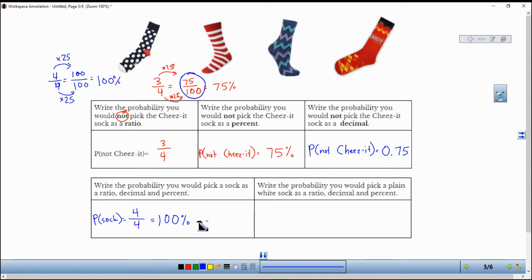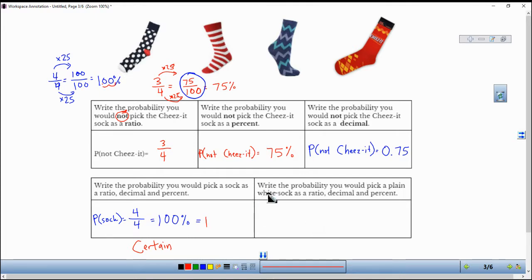Okay. Now, as a decimal, this one's a little unique because we would have to move the decimal point 2 times to the left, just like we did the previous one. And when we do that, the decimal is actually just the number 1. Okay, so this particular event is certain to happen. So I'm going to write that below. This is certain. If you have 4 socks in a drawer, what's the probability of picking out a sock? Well, it's 100% probability. It's certain to happen.